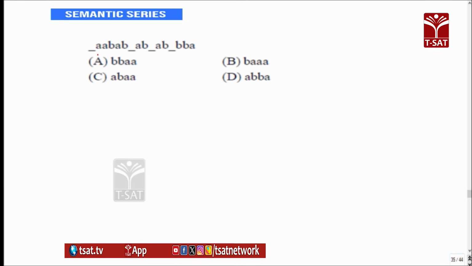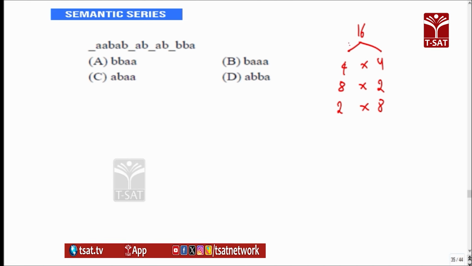Next question. First I said that you have to count how many letters are there: 1, 2, 3, 4, 5, 6, 7, 8, 9, 10, 11, 12, 13, 14, 15, 16 are there. So whenever 16 letters are there, we can divide it into 4 blocks repeating 4 times, or 8 blocks repeating 2 times, or 2 blocks repeating 8 times. So these are the possible things.